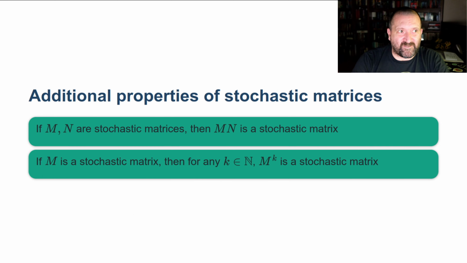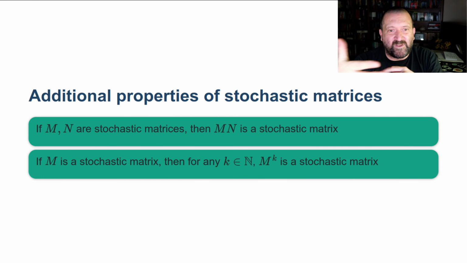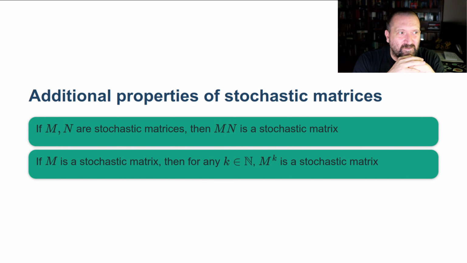So does it exist? Well, there's a nice property of stochastic matrices: if you have two stochastic matrices and you multiply them together, and of course they're of compatible sizes, then you get a stochastic matrix. So that means in particular that any power of a stochastic matrix is a stochastic matrix.